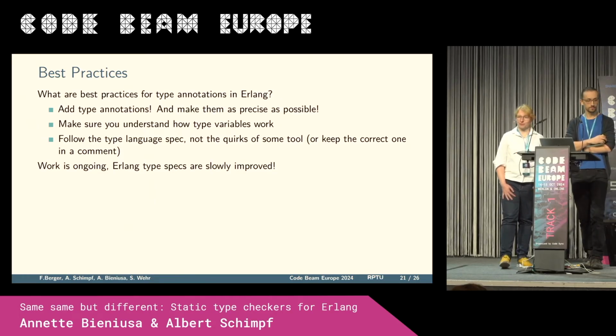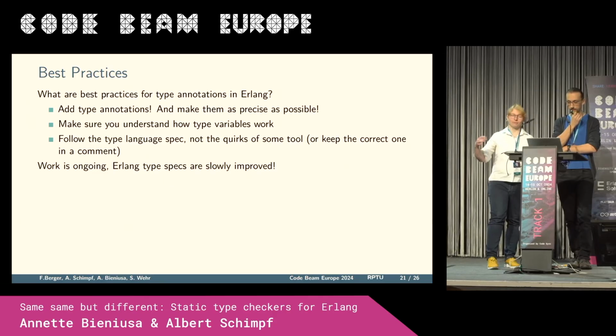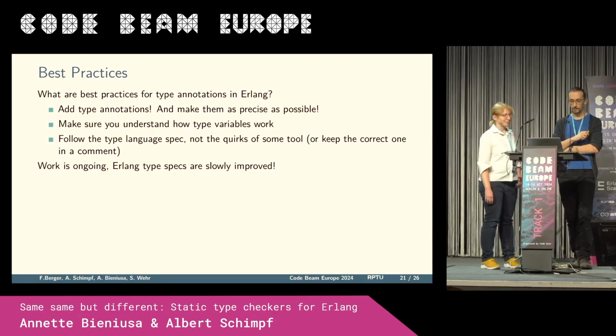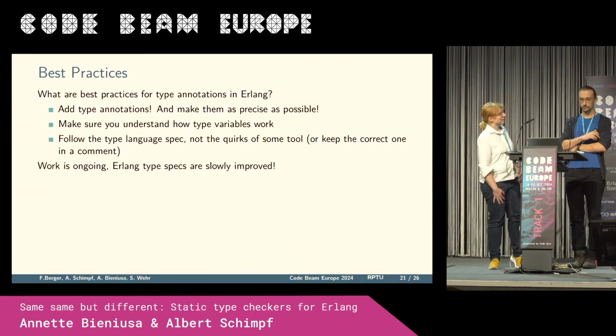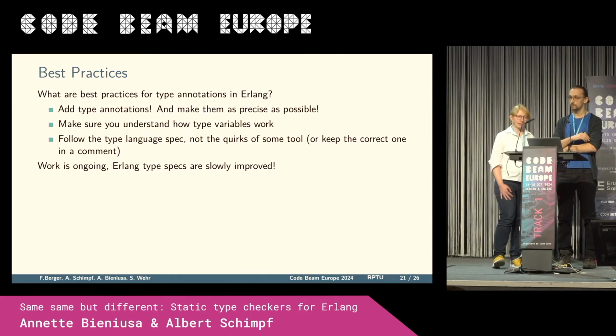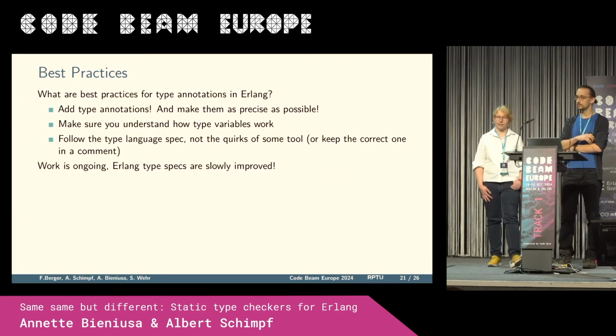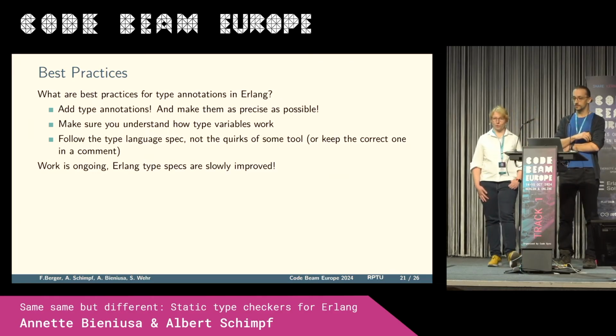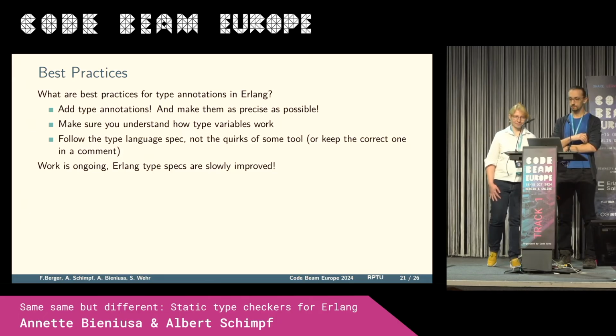This will help you at some point, even if it's just for documentation purposes, and try to make them as precise as possible. The better your type annotations are, the more you, your future you, your collaborators, and any upcoming tools can do with them. Make sure to understand how type variables work. From our experience, also looking at type annotations in the standard library, it's a common source of confusion and misunderstandings.